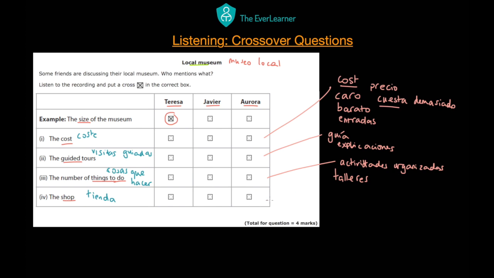And then finally we've got la tienda, the shop. If I didn't hear la tienda, I might hear the verb vender, to sell, or venden, they sell. I might hear comprar. I might hear productos, or things like regalos. I might hear artículos, articles. And again, I might hear words like caro or barato. Words to do with the price of things.